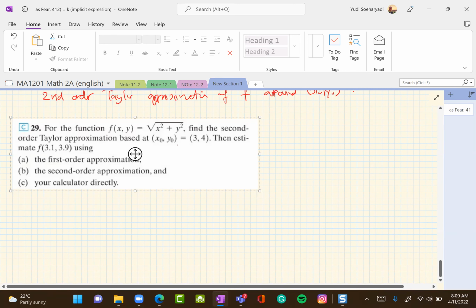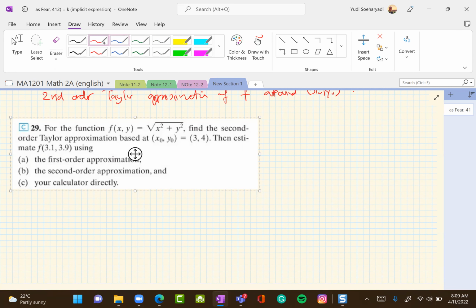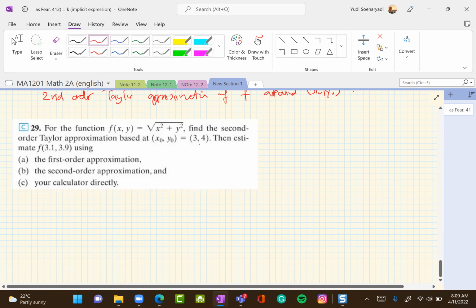So in this example here, let's go back to this one. So 3, 4 going to 3.1, 3.9. So in this case, x minus x naught, so this x naught. So delta x is, what's delta x?